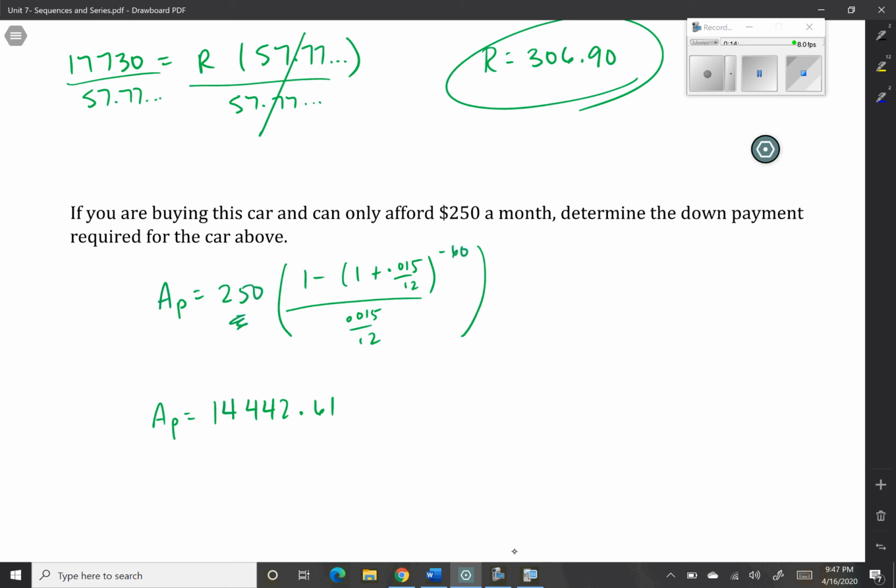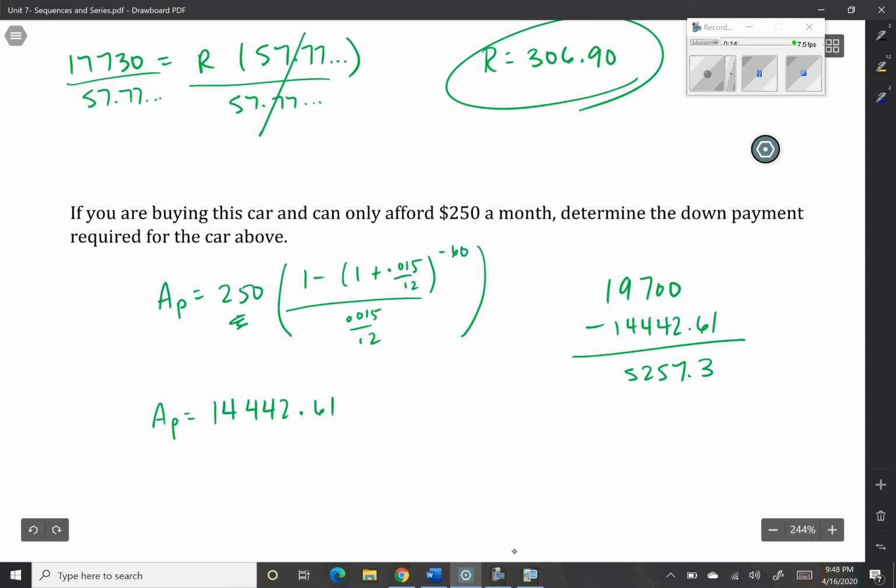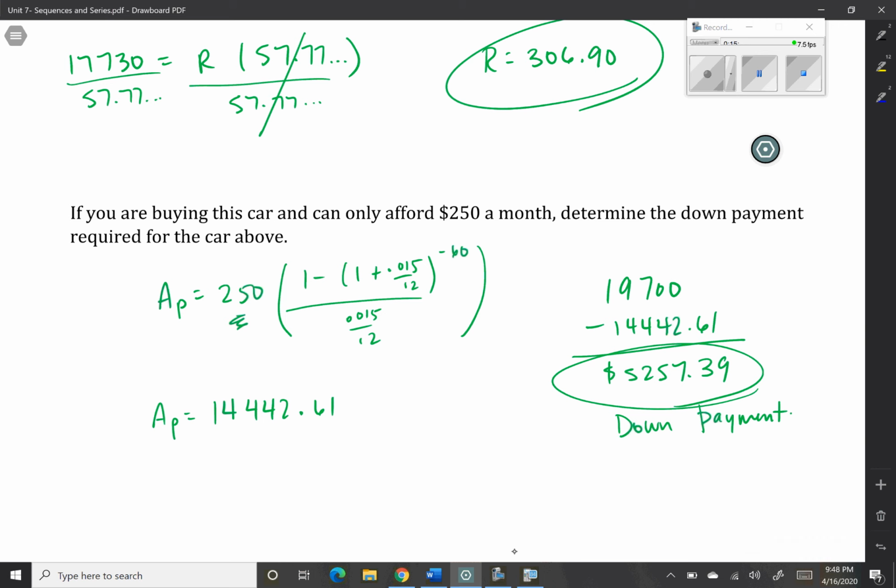Notice the car is more than that. So if I take the original car value, $19,700, and subtract the amount of money that the bank's allowing you to borrow, oh, I forgot a 4 there, I get $5,257.39. This would be the down payment that you need. So what your car dealer is going to say is, if you want this car and you want a $250 a month car payment, you got to give me $5,257.39 up front. All right. This will make your car payment lower, but you're going to have a lot more money to pay up front.